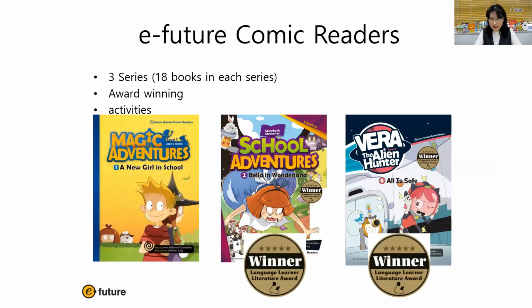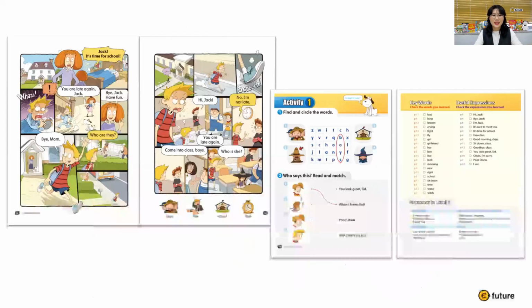This is our comic series. Three series, 18 books in each series. We have Magic Adventures, School Adventures, and Vera the Alien Hunter. And these are award-winning series. These are very interesting stories. Students love reading comics and fun stories. But we also have keywords, grammar, activities, and useful expressions. And we have grammar correlation with My First Grammar and My Next Grammar, so you can use them together with our grammar series or course book series.